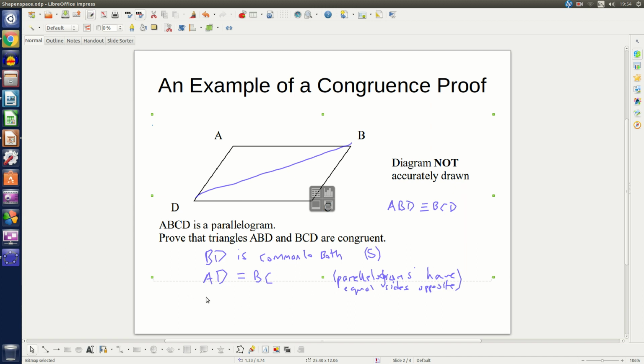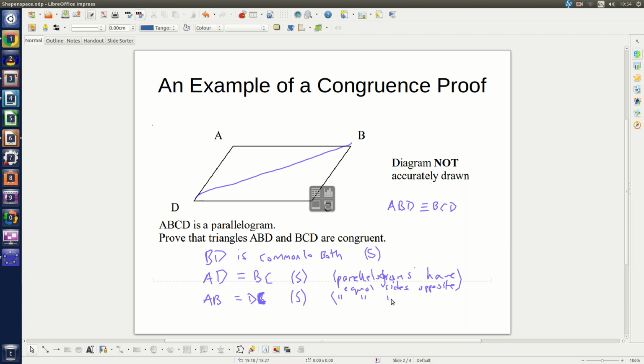And then finally I'm going to make exactly the same argument. AB equals DC. Oh, by the way, I should have put my S there because I've shown another side is equal. I apologise for that. AB equals DC, and that's a third side. And it's for exactly the same reasons as the one above, so I'm just going to put ditto there. And then at the end I can say, hence, they're congruent. And that completes the proof.